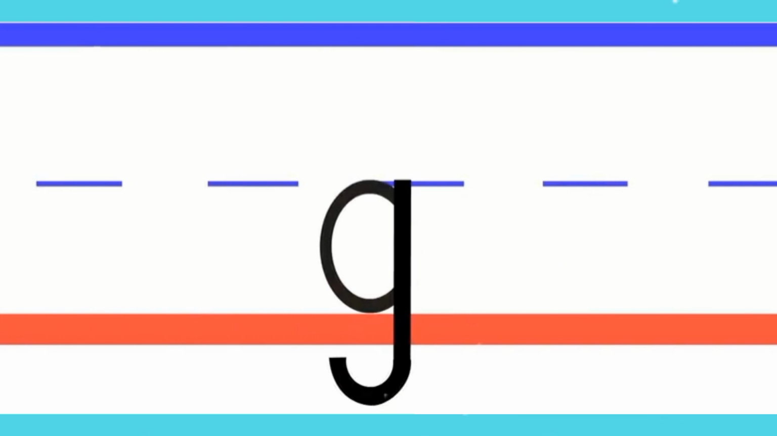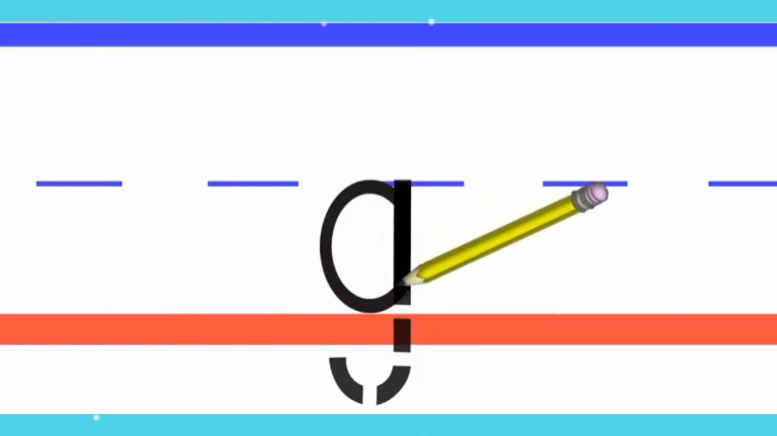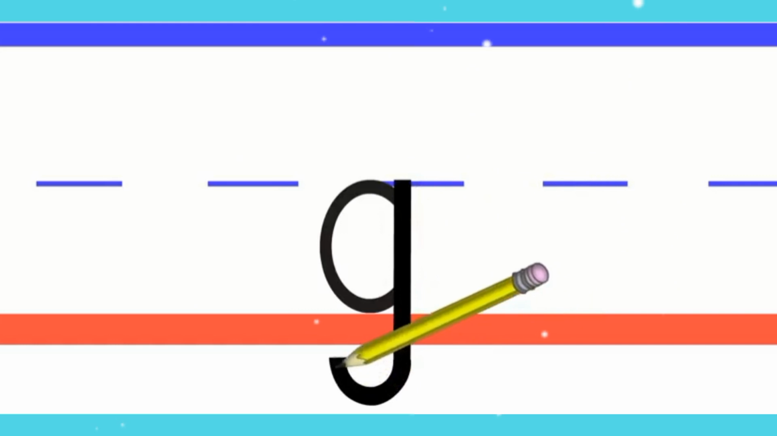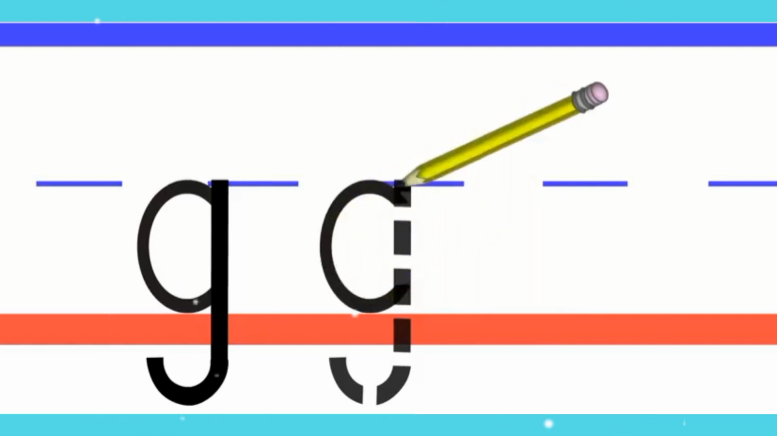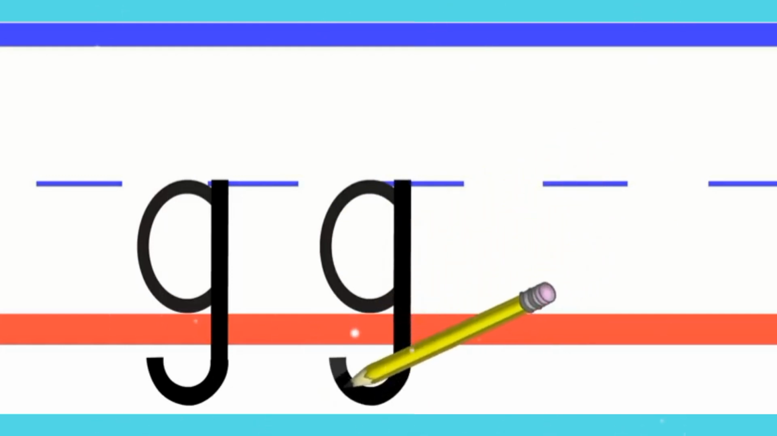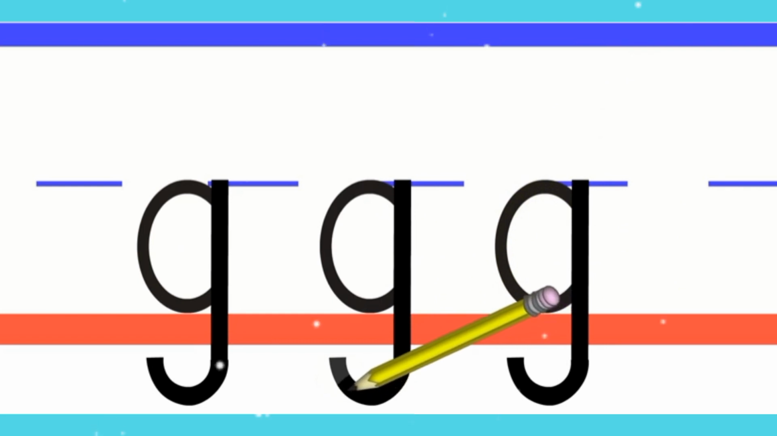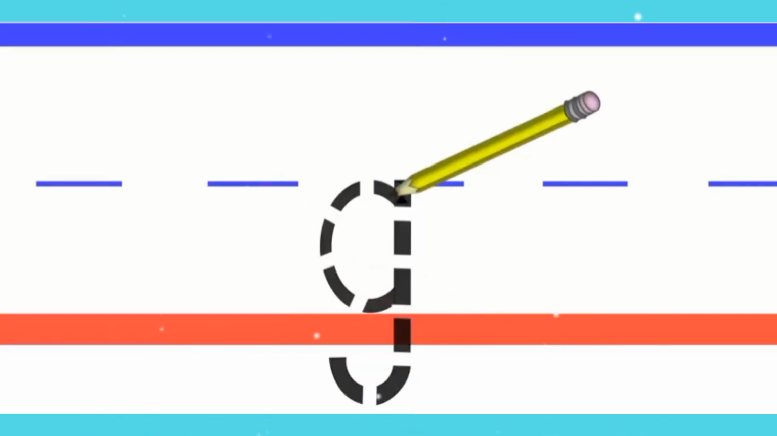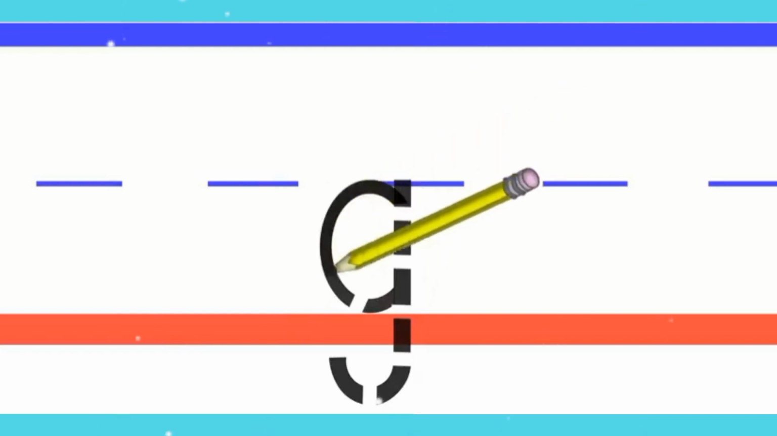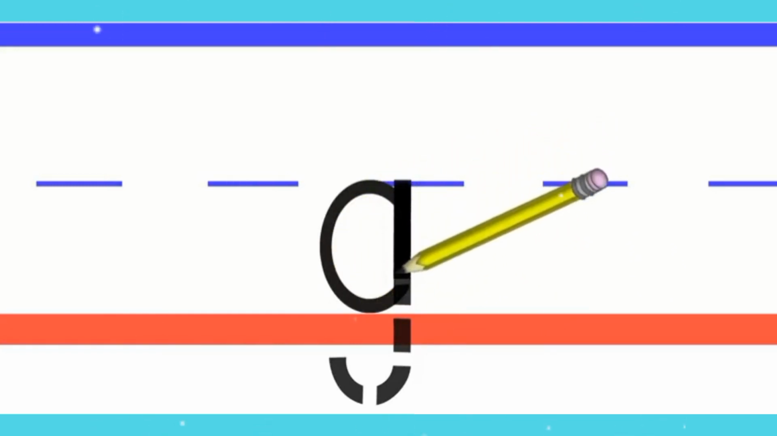Now, let's try it on the paper. You pull backward, around, up, down, and under. Don't forget to do finger spacing. Slowly. You pull backward, around, up, down, and under. Amazing job! Don't forget to do finger spacing. Slowly. You pull backward, around, up, down, and under. That's correct.